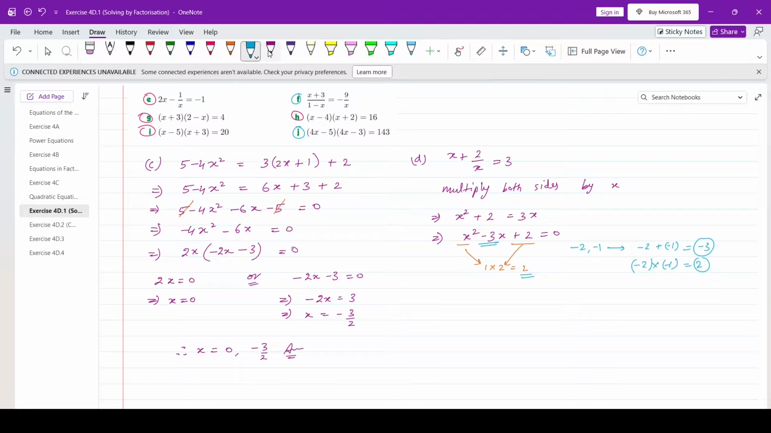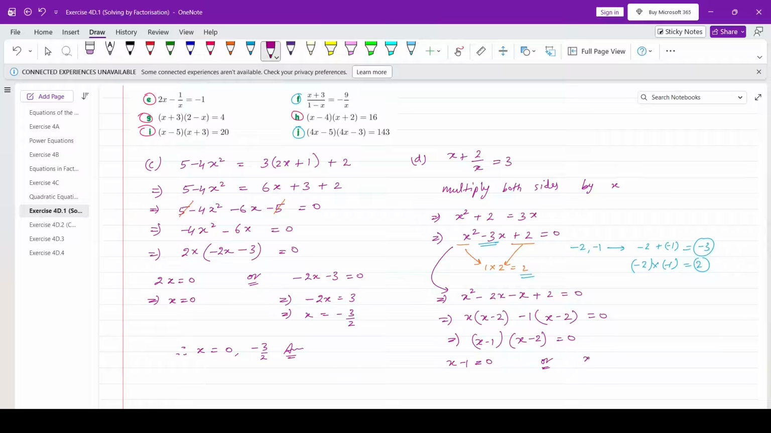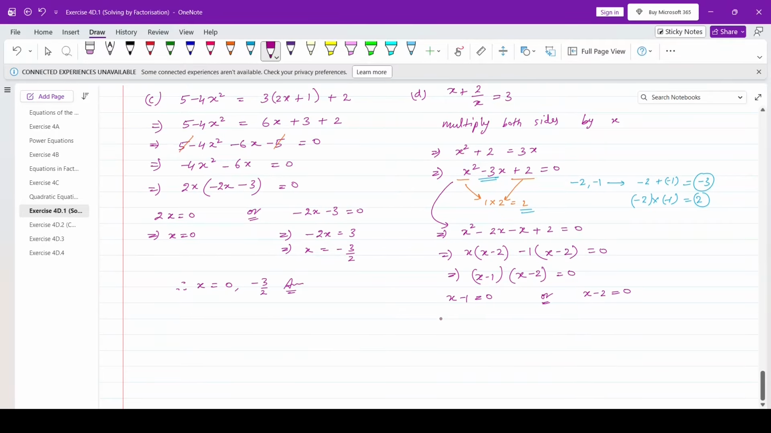equal to this number. So this equation can be written in the form x square minus 2x minus 1x plus 2 is equal to 0. x times x minus 2 minus 1 times x minus 2. x minus 1 times x minus 2 is equal to 0. So x minus 1 is 0 or x minus 2 is 0. x is equal to 1, x is equal to 2. Therefore x is equal to 1 or 2.